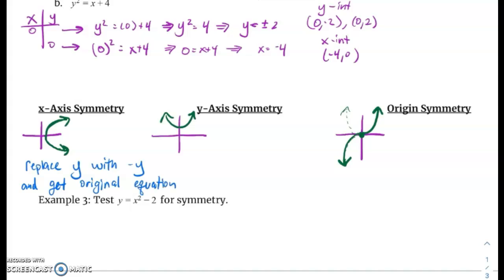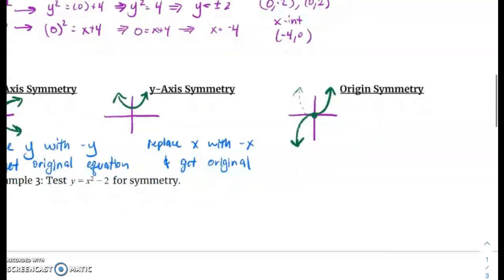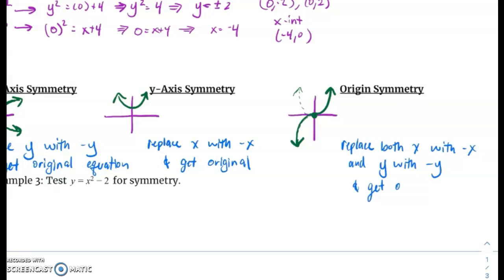Okay, we do the same thing with the y-axis. If I can replace x with a negative x and get the original back, then it is symmetric over the y-axis. And then if I can replace both and get the original back, then it's symmetric over the origin.